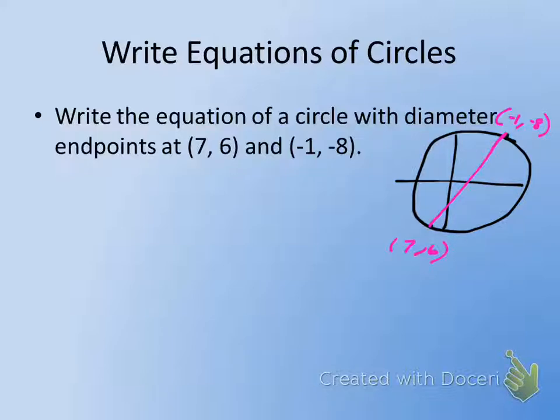Now pay attention here, because I made this mistake a few times. You find the center with your two endpoints. So center, and I'm going to write this out, between 7, 6 and negative 1, negative 8. We run that through your program to find your midpoint, and you get it to be what? 3, negative 1. 3, negative 1.